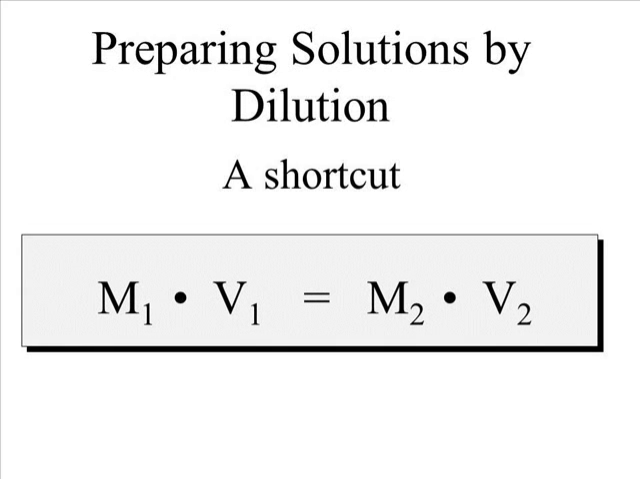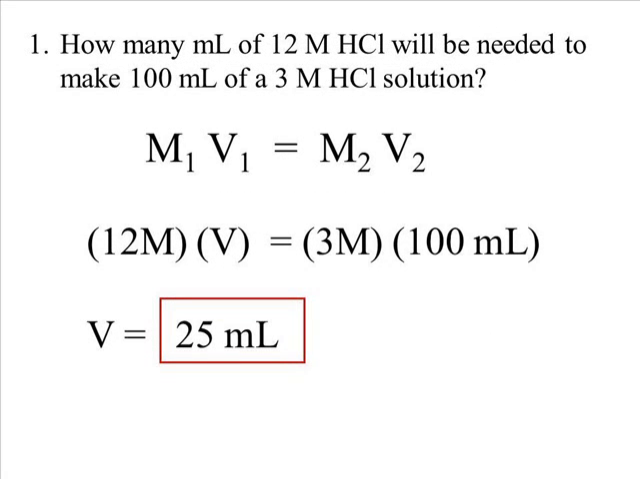M1V1 equals M2V2 is the simplified version of the molarity dilution equation. So let's look at this problem. How many milliliters of 12 molar HCl will be needed to make 100 milliliters of 3 molar? So we have a 12 molar HCl solution. We need a 3 molar solution, and we only need 100 milliliters.